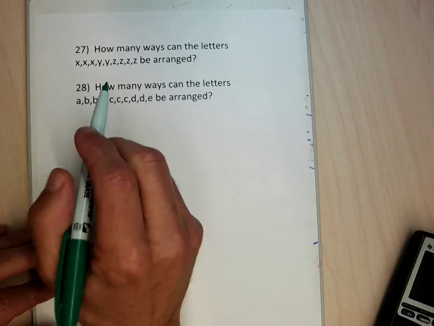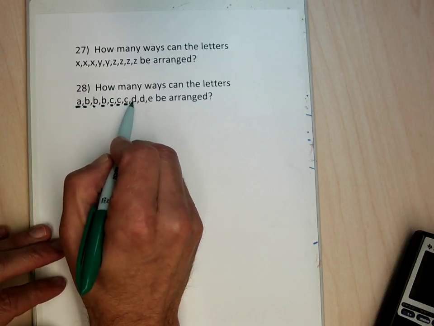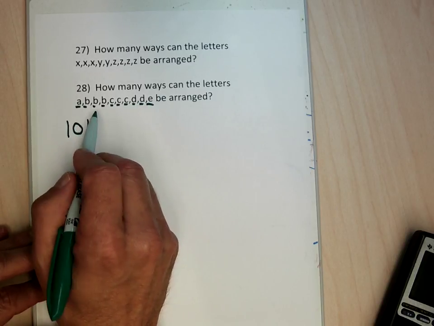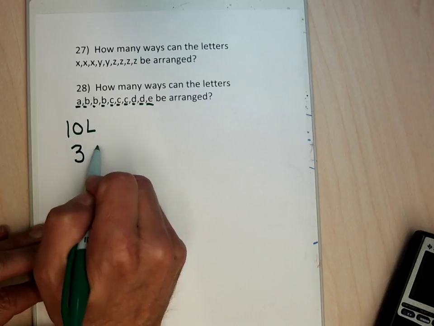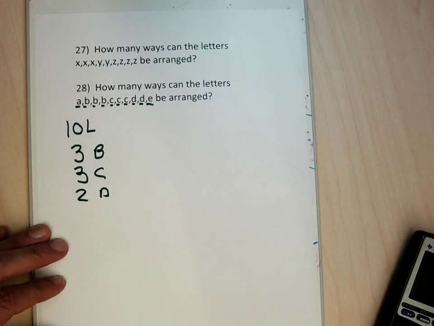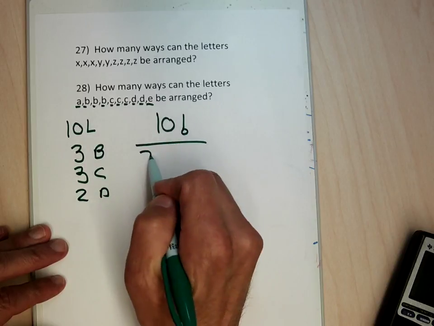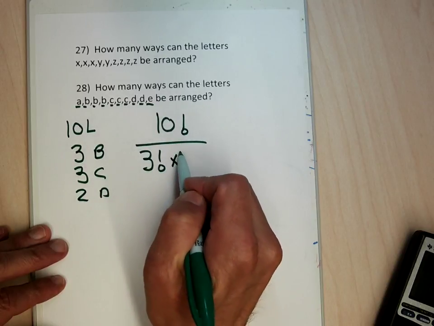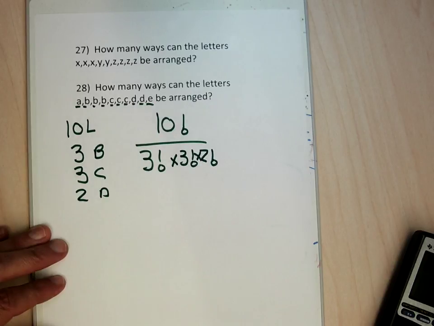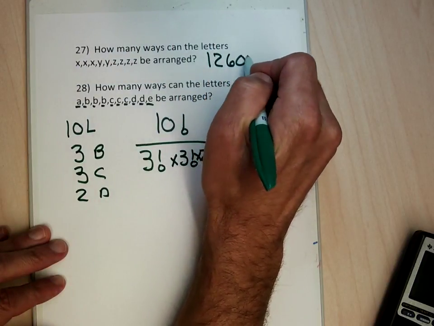I'll do 28. On 28, I want to arrange these 10 letters. So there's 10 letters, but there's doubles. There's going to be 3 B's, 3 C's, and 2 D's. How many ways can these be arranged so I could tell them apart? It's going to be 10 factorial for the 10 letters, divided by 3 factorial times 3 factorial times 2 factorial. For your 27, if you want an answer to shoot for, I got 12,600 for yours.